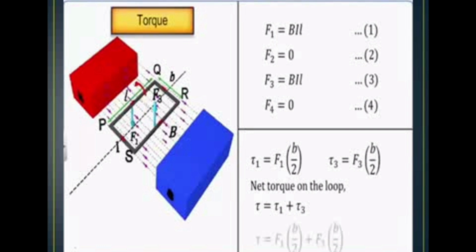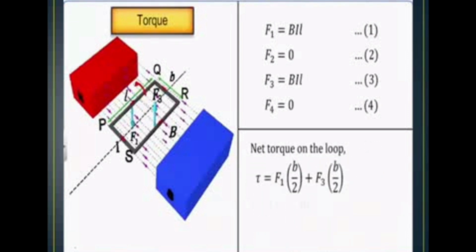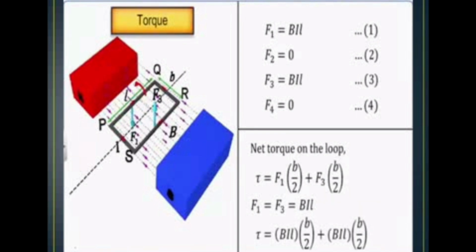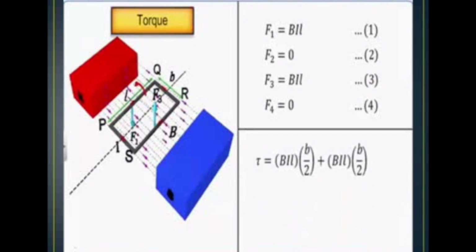So total torque equals tau 1 plus tau 3. F1 is equal to F3 because the two forces are equal, and each is F equal to BIL. So the torque is BIL into b by 2 plus BIL into b by 2. Finally, you get BI into l into b, where l into b is length into breadth, which is the area. So instead of l into b, we can write the area of the coil. Tau equals BIA.